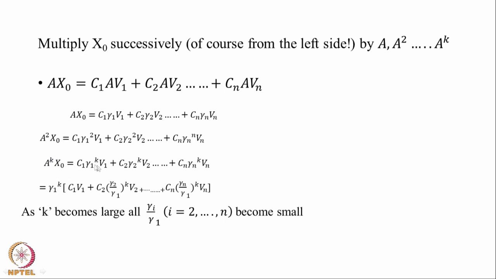So I can now take this gamma 1 outside. So, gamma 1 to the power k [C 1 V 1, C 2 into gamma 2 by gamma 1 to the k]. Why is it dividing by this? Because I have taken gamma 1 to the k outside. So when I multiply through, I have gamma 2 to the k. Okay. So now as k becomes large, and since gamma 1 is the largest eigenvalue, all these other terms will become smaller and smaller and go to 0, and only the first term will contribute. That is what I have shown here.